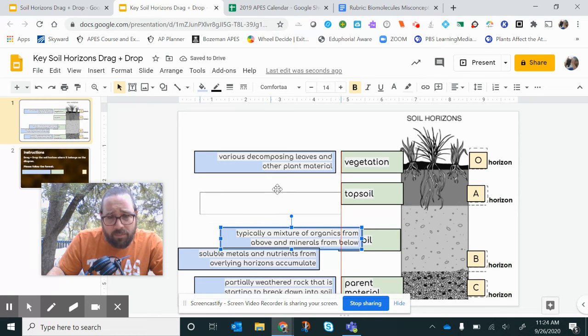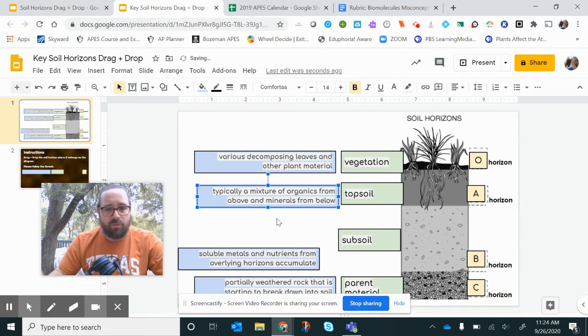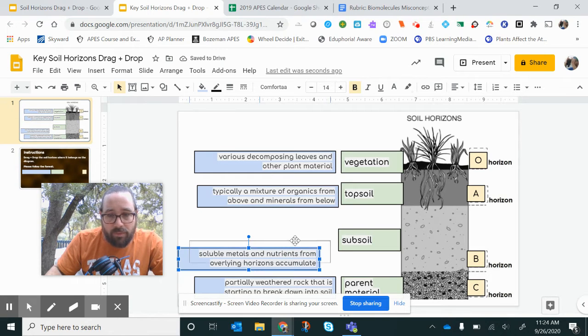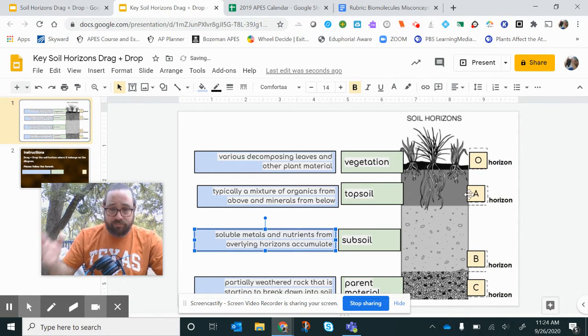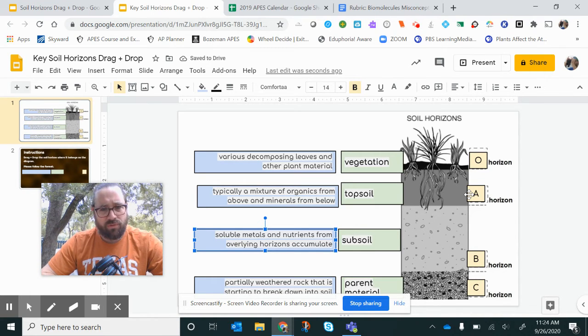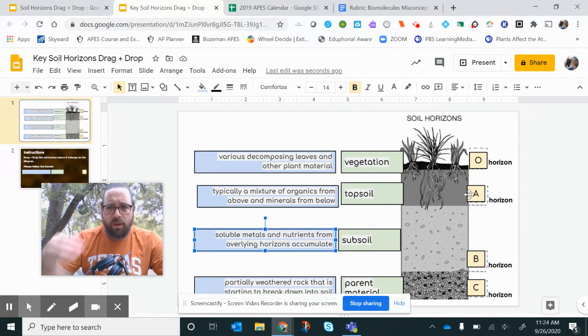Then my topsoil has that nice mixture of organics from above and below, and my subsoil is my B horizon. It has mainly my nutrients, and it's also called the zone of accumulation, where minerals from above can accumulate. Sometimes there's an E horizon.